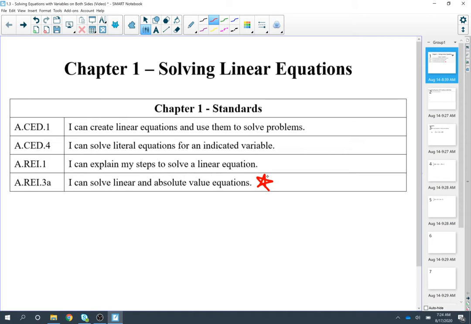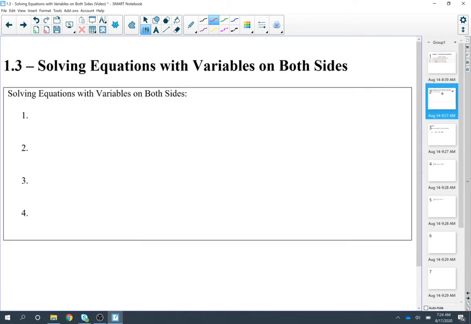They're becoming more complicated. So for this section, I'm going to kind of steer away from explaining my steps a little bit. I think we've done enough of that, and we're really just going to focus really hard on solving linear equations. And again, we're still on linear. We haven't even introduced the absolute value. So 1.3, solving equations with variables on both sides.